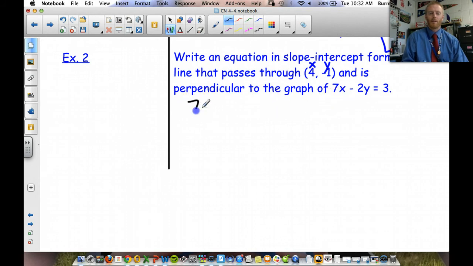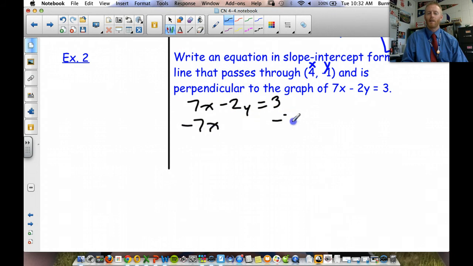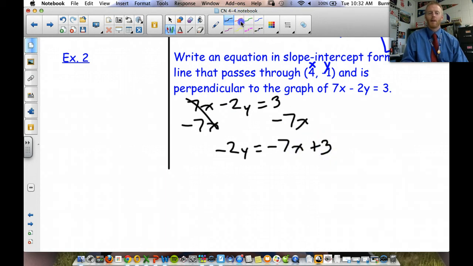So if I have 7x minus 2y equals 3, I'm going to solve for y, so I'm going to subtract 7x from both sides. So I'm left with -2y is equal to -7x plus 3. Next step would be to divide both sides by -2.